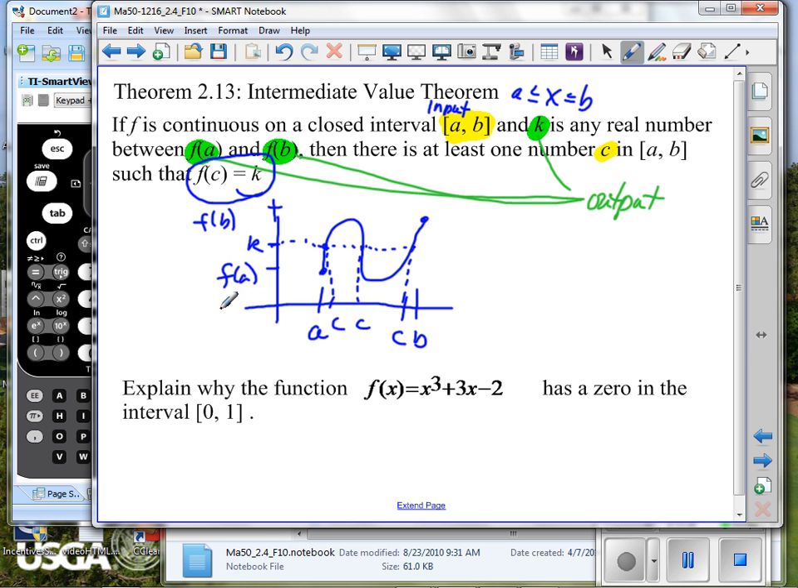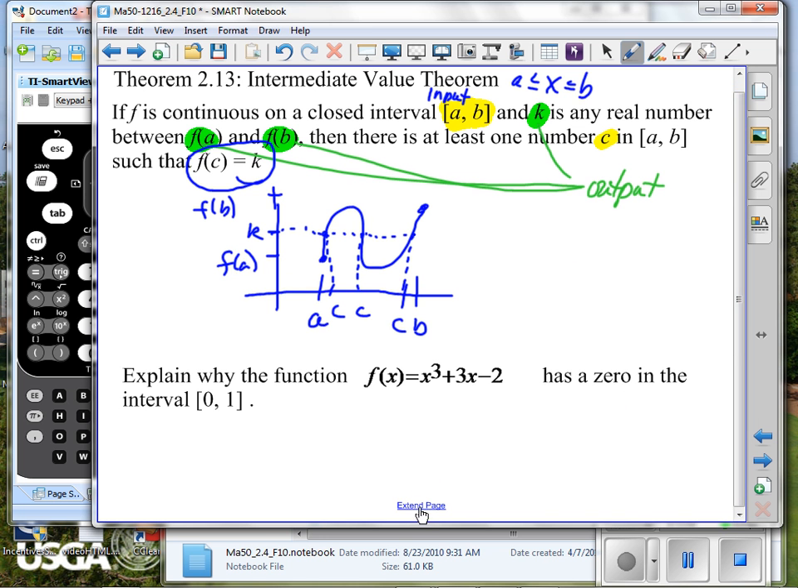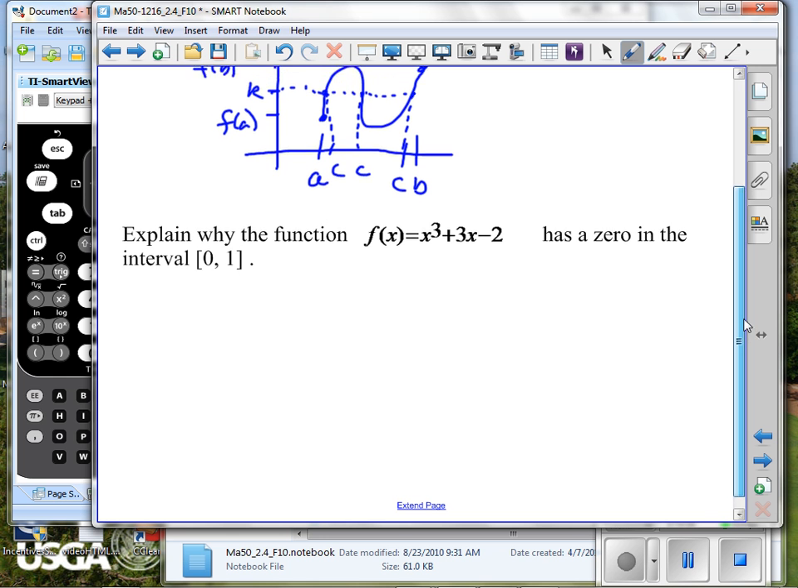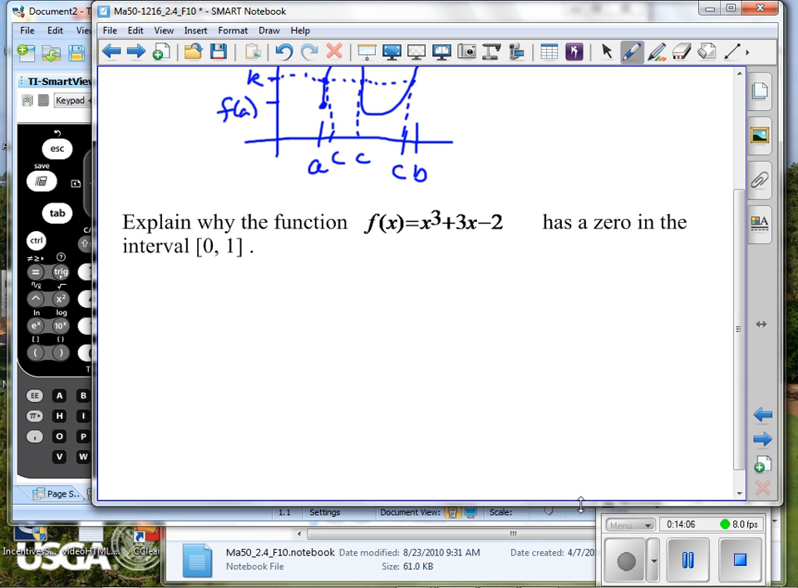So this little intermediate value theorem is pretty neat because it guarantees that if I have a continuous function and I have a value between two other outputs, there's got to be some input that's going to give me that output. That's what that theorem says. Well, how do we use it? And that's the more exciting thing. Here's an example. Explain why the function, what's my time doing here?